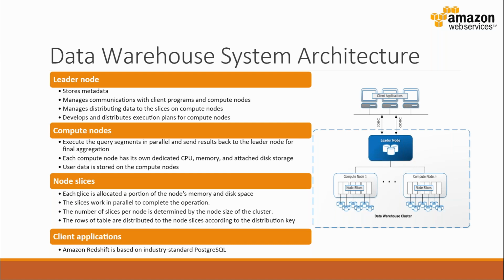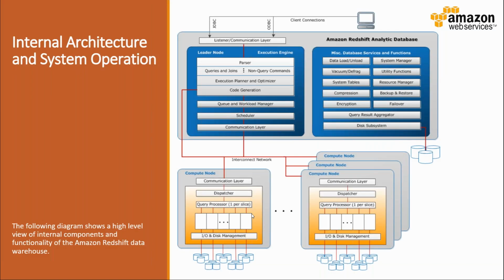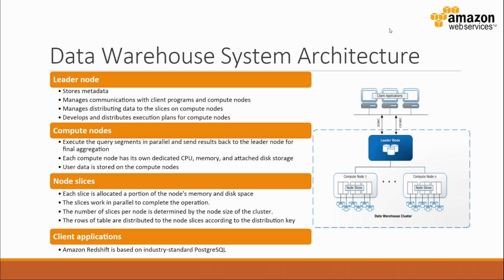Okay, so when coming to the node slices, each slice is allocated a portion of the node's memory and disk space. Basically, slices are present within the node, so they make use of node resources to do their processing. The slices work in parallel to complete the operation. The number of slices per node is determined by the node size of the cluster. I will show you. As I said, there are different types of nodes, and each node comes with a certain number of slices. I will show you what the different types are and how many slices you get with each node, because based on node type, you get a certain number of slices.